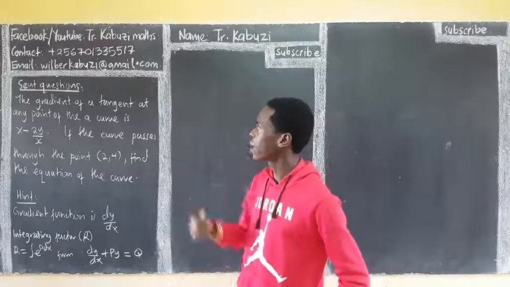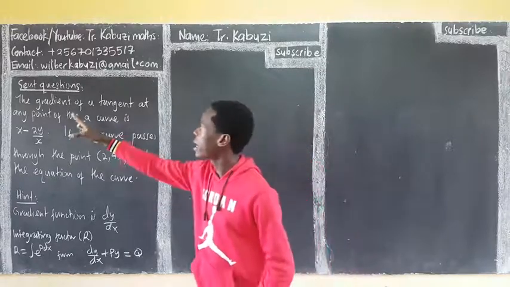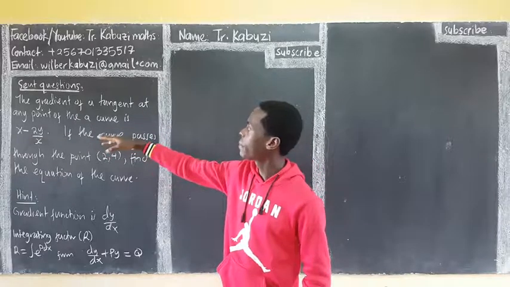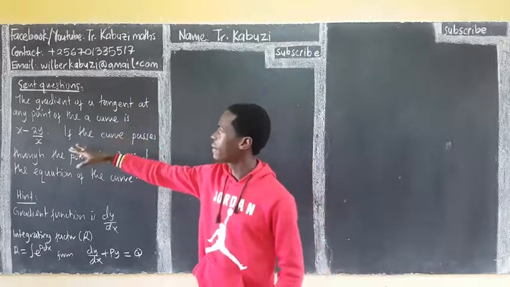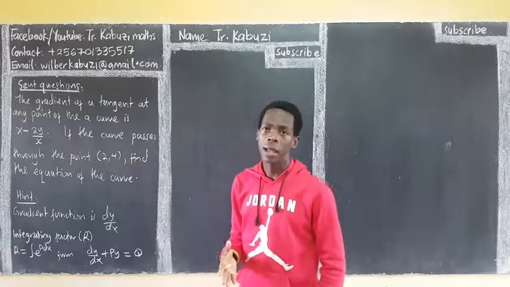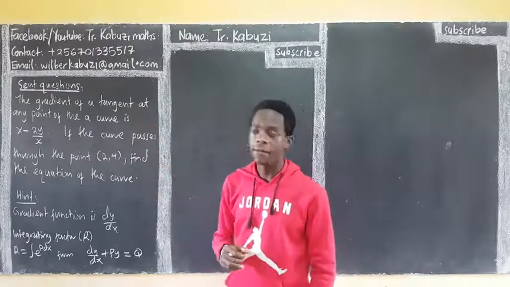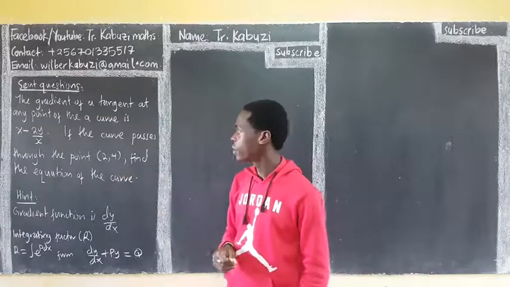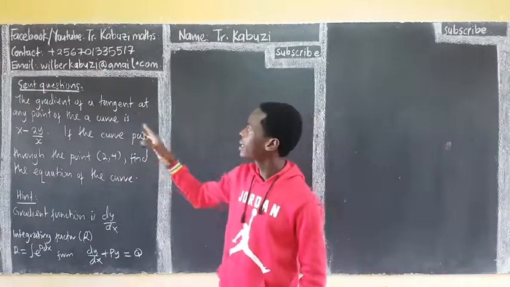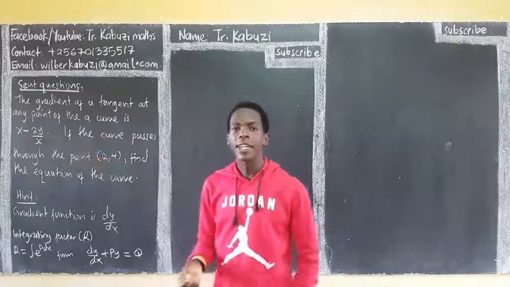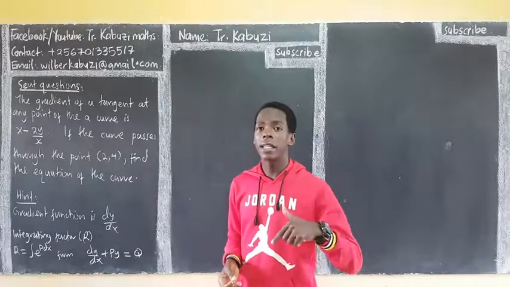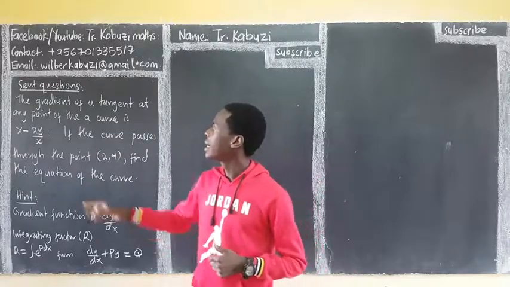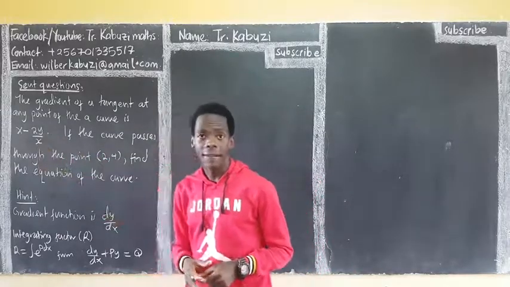So let us go through the question. The gradient of a tangent at any point of a curve is given. So this is the gradient function of the tangent to that curve. If the curve passes through a point, find the equation of the curve. Now, if they are telling us that the gradient of the tangent is this, it means that, remember, to get the gradient of the tangent, we differentiate the curve. So this one is a gradient function.